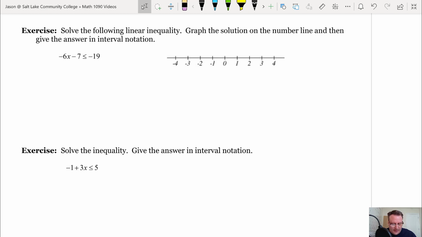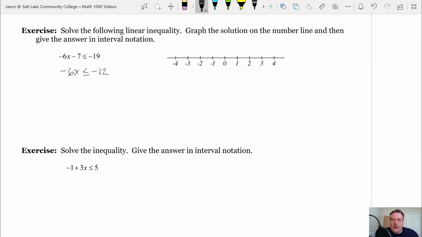All right, let's do another exercise. Solve the following linear inequality, graph the solution on the number line, and then give the answer in interval notation. So we want to proceed as if that inequality symbol was just an equation symbol. I'm going to add 7 to both sides, and I end up with negative 6x is less than or equal to, let's see, negative 19 plus 7 will be negative 12.